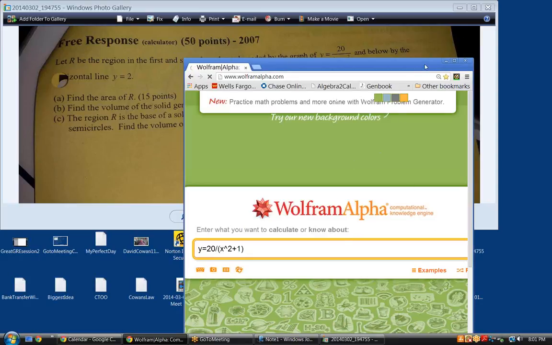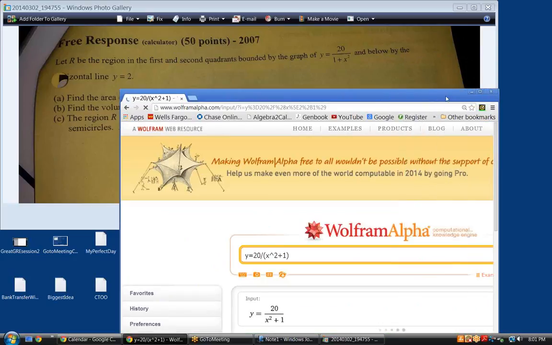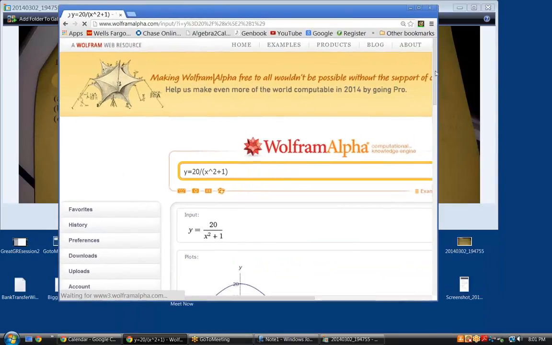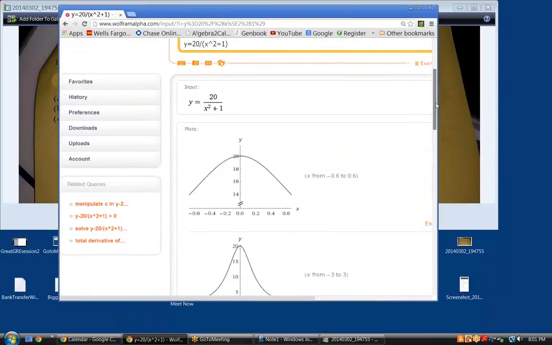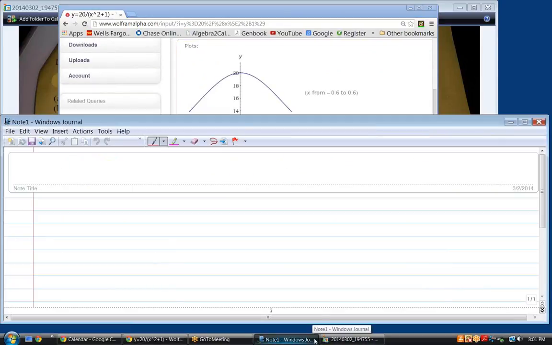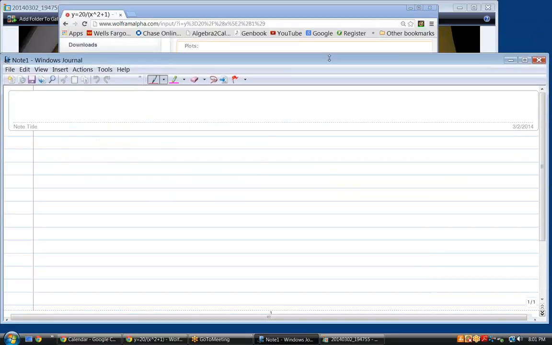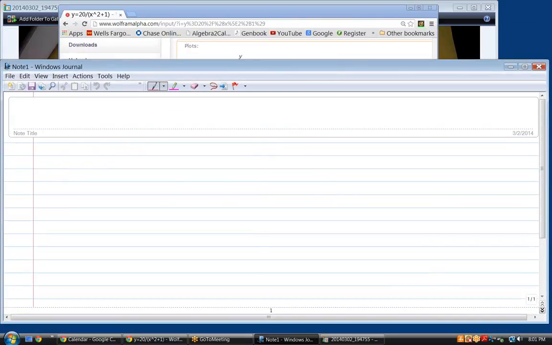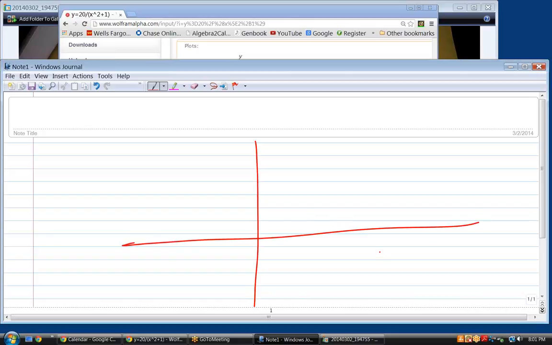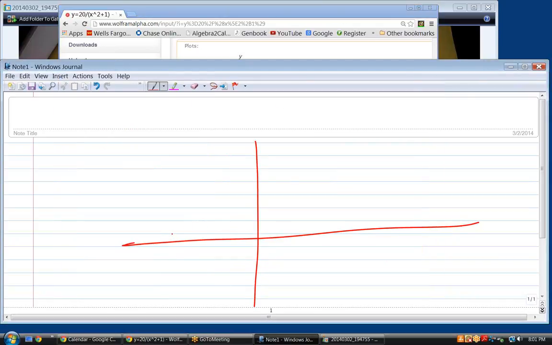Let's see what this function looks like. Okay. There's the line y. Well, the function itself looks like a normal distribution curve.